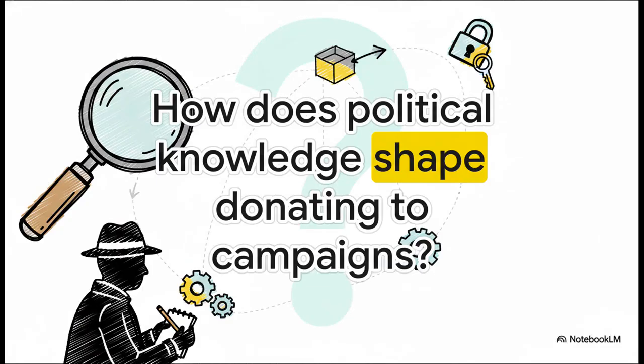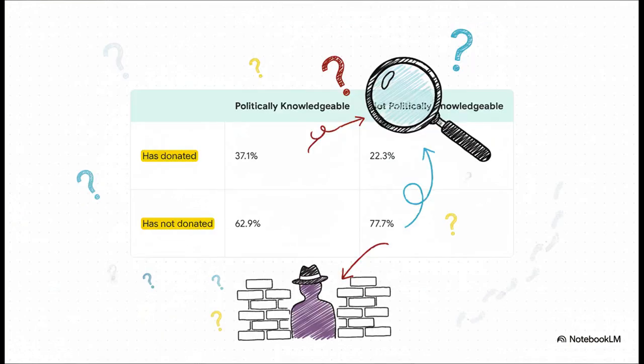Okay, here's our mystery. Does being more politically knowledgeable actually cause people to donate money to campaigns? We've got a hypothesis that it does. Let's see what the initial evidence says. Whoa. Okay, at first glance, it looks like a slam dunk. There's about a 15-point difference between the two groups. But a good detective always asks, wait a minute, could a confounding variable, like say income, be the real cause here? Maybe people with more money are just more likely to be knowledgeable and more likely to donate.